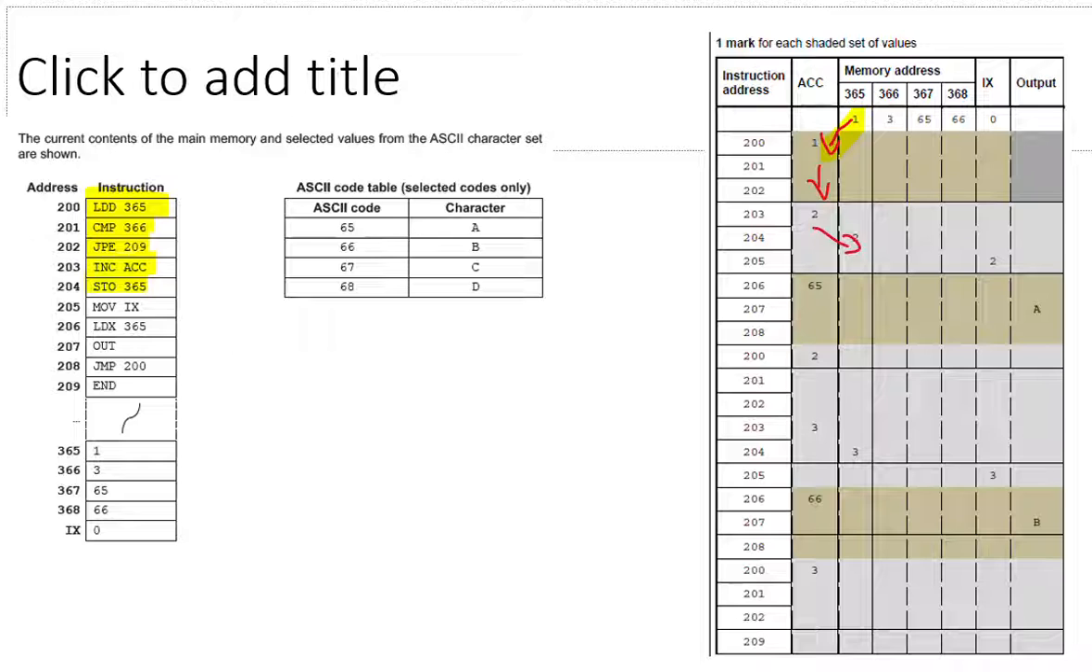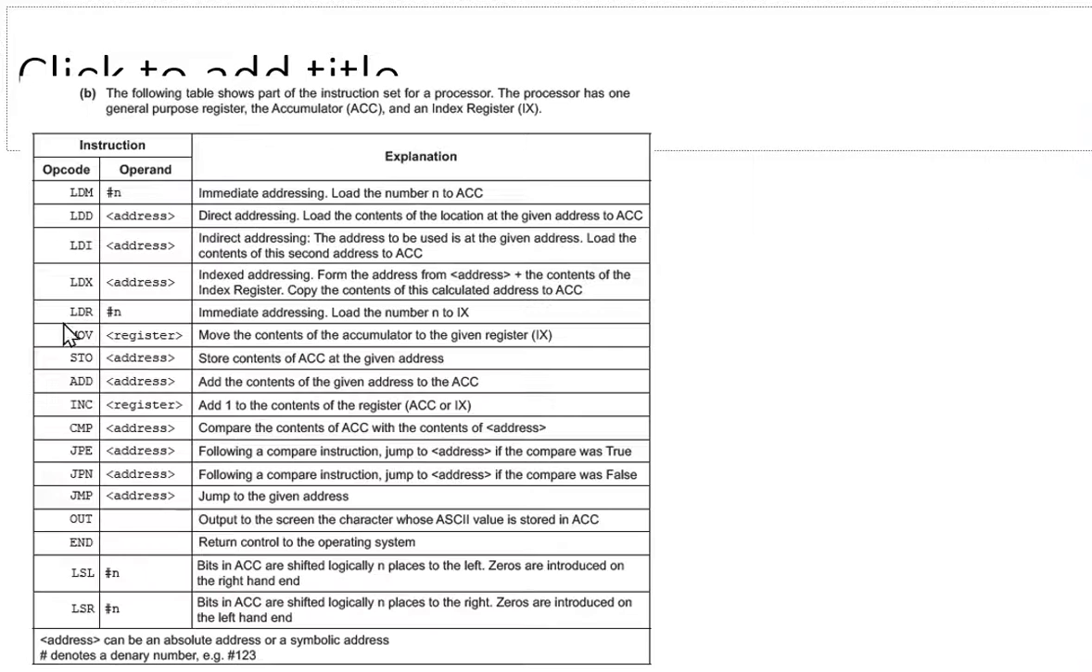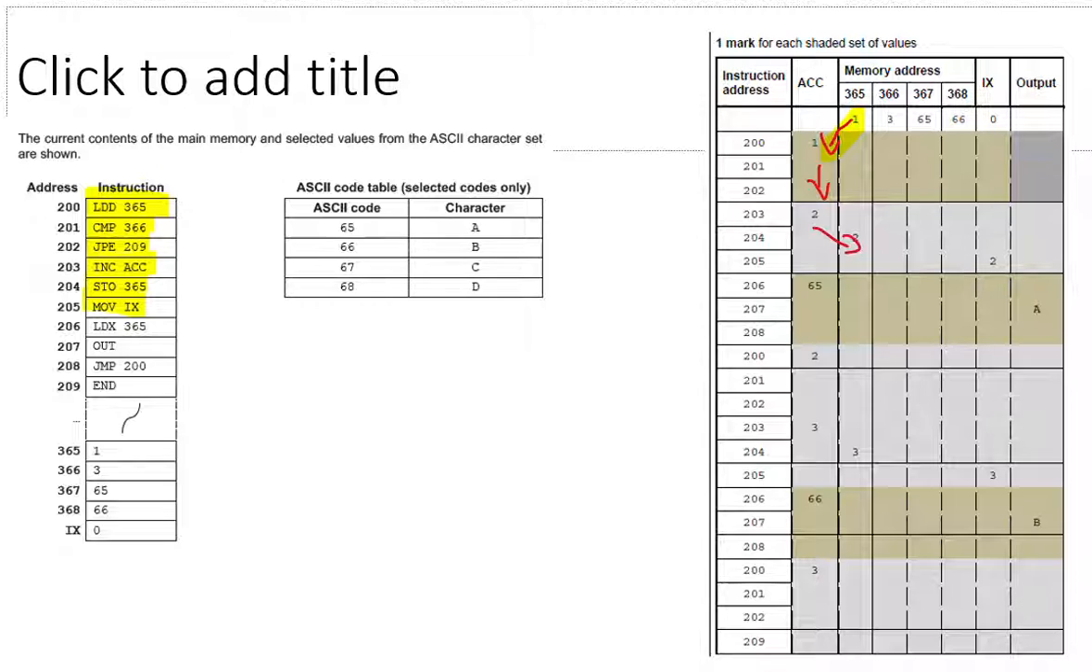Then I'm going to come over here. I'm going to move IX. If I check over here, move IX is move the contents of the accumulator to the given IX register. So I come down over here, and we only have one IX register, and the contents of the accumulator is 2, and therefore I move the contents of the accumulator to the IX register, and that's 2 over here.